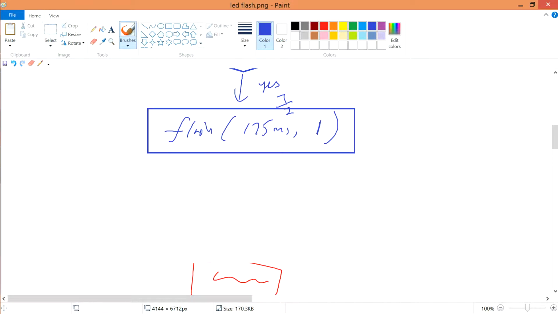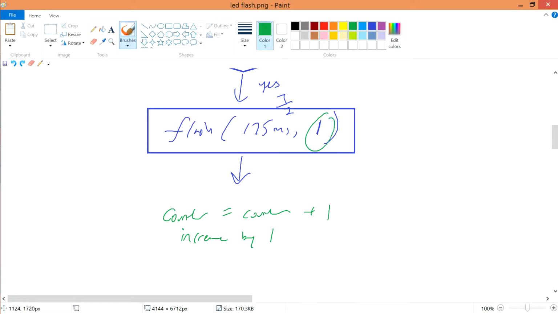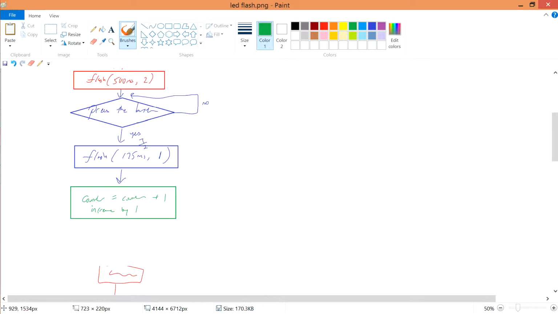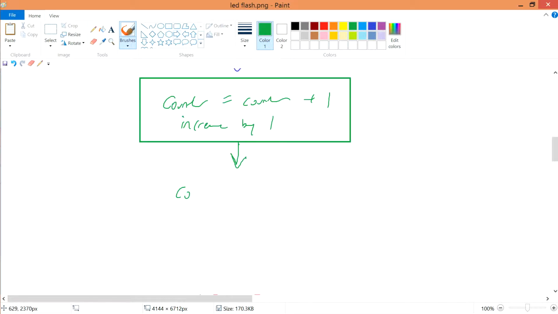In this case, as you can see, we can have a counter. For this counter, I should write in a different color, maybe green. The counter equals counter plus 1, or increase by 1. When you press this, you increase by 1. Then it feeds back to here, where a question is asked: is your counter smaller than 20? When it reaches 20, you loop out.